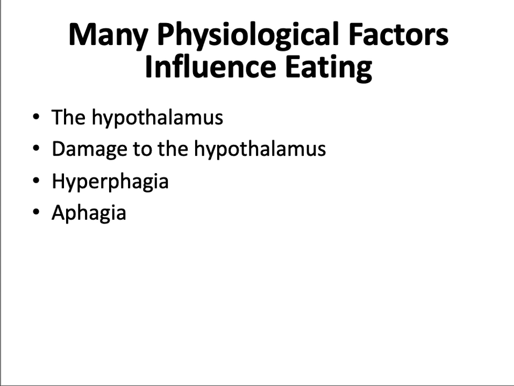Damage to the ventromedial middle region of the hypothalamus, the VMH, is one example. When this is damaged in rats, they eat far more than normal. This is called hyperphagia and leads to obesity.